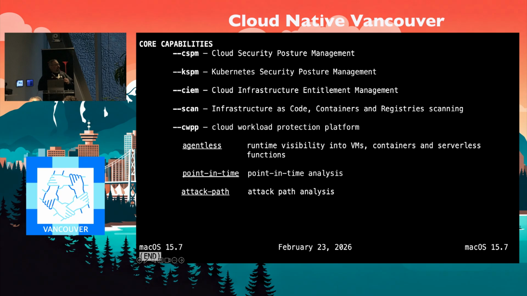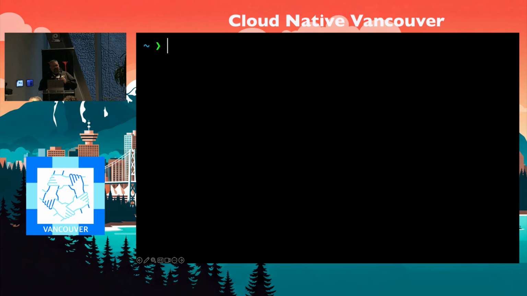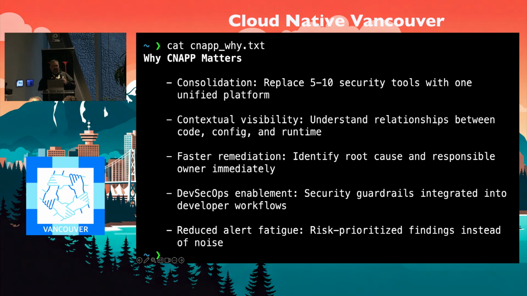So before I dive into the capabilities and everything, I would like to talk about why FortiNAPP. Why is that important? Why do you need FortiNAPP? Why CNAPP matters? Sorry for saying FortiCNAPP, because Fortinet happens to have a product called FortiCNAPP, but I'm talking here about the CNAPP platform, okay? I'm not quite there yet.